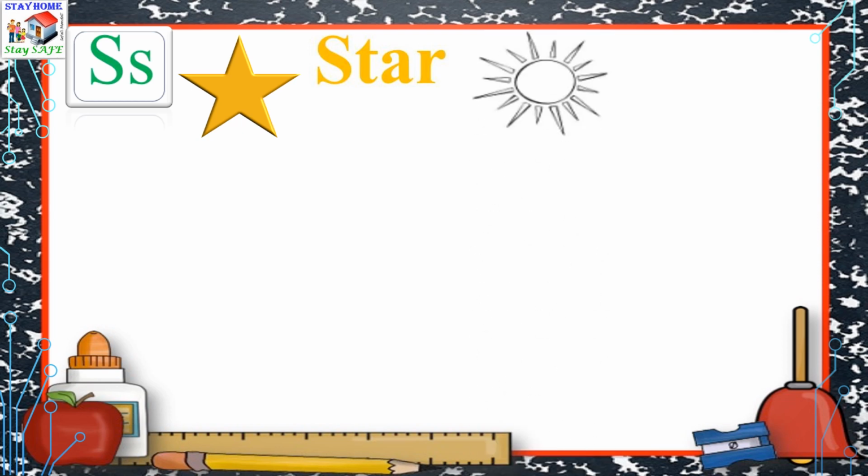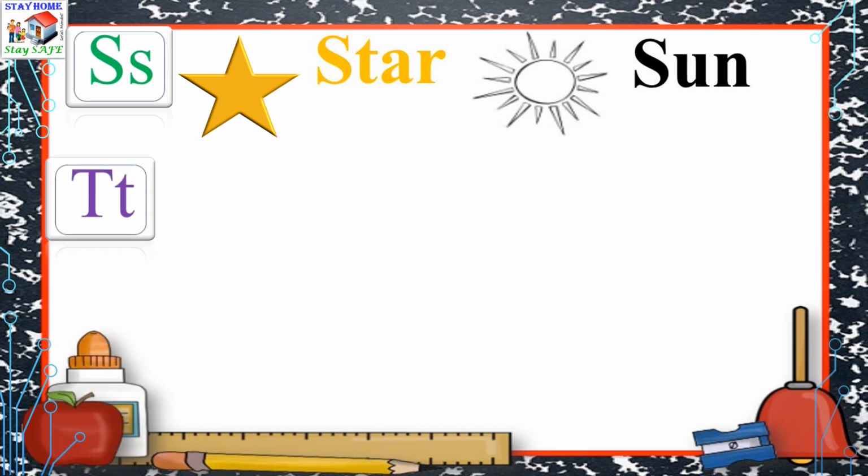Then letter S. S is for star. S-T-A-R. Star. Star means tara. S is for sun. S-U-N. Sun. Sun means Surya.